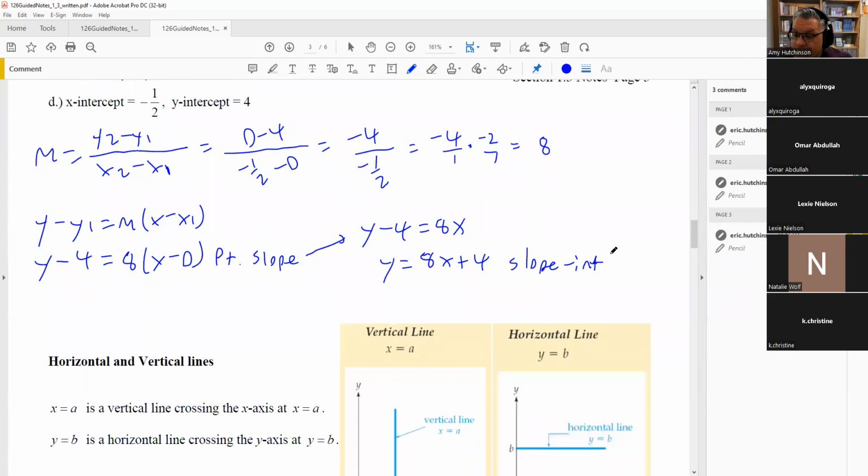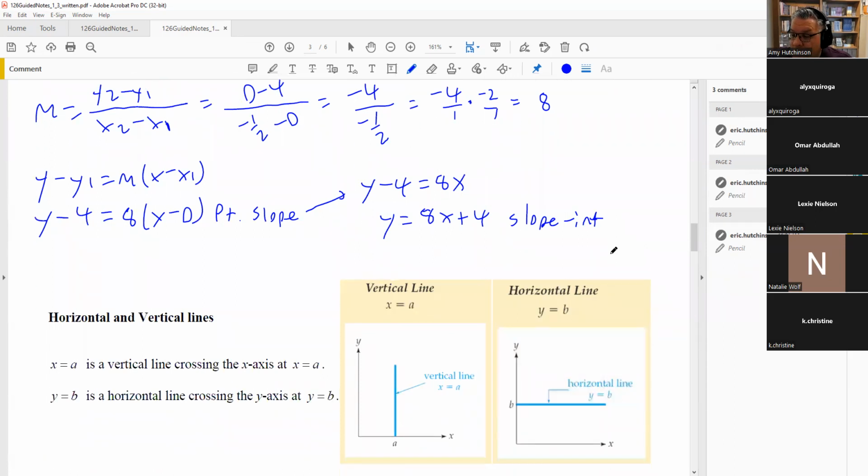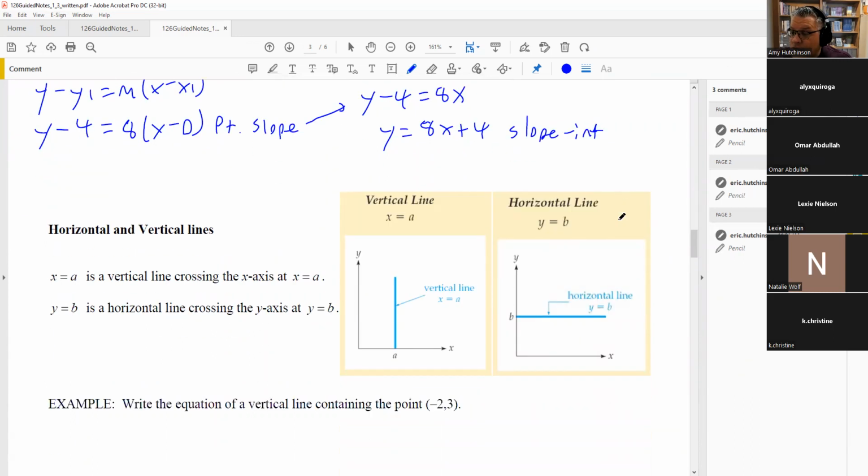Now, another thing that they're going to talk about in this section is horizontal and vertical lines, like that. That's what we have right here. If you have x equals a, so if it starts with x equals something, that's going to be a vertical line, like we have here. As we see, the vertical line crosses the x-axis at a. So the equation is x equals a.